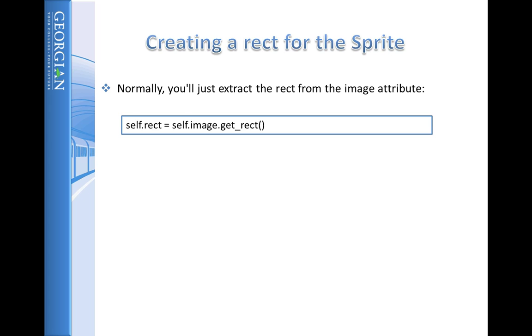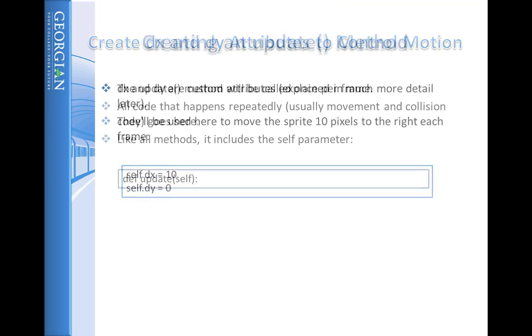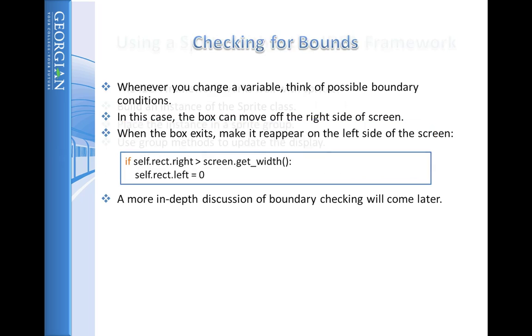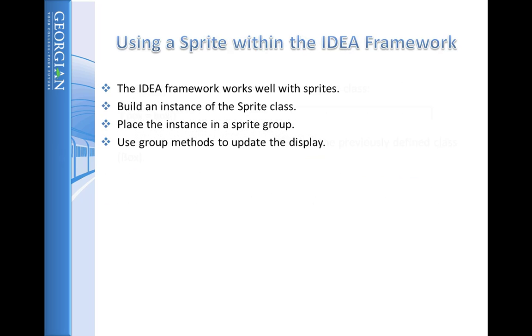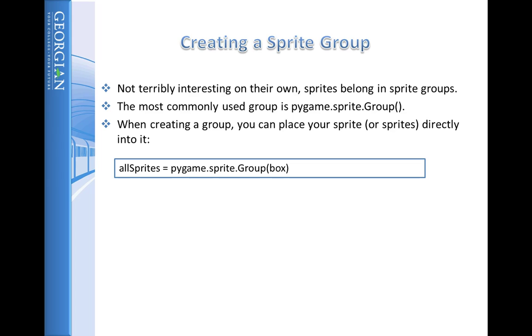Okay. Center X and center Y is basically the starting position of the sprite, and dx and dy values we talked about before. Okay, let's move on. There's different kinds of boundary checking that we can do. Okay, this is the instantiation we talked about before, and I'm just skipping ahead.